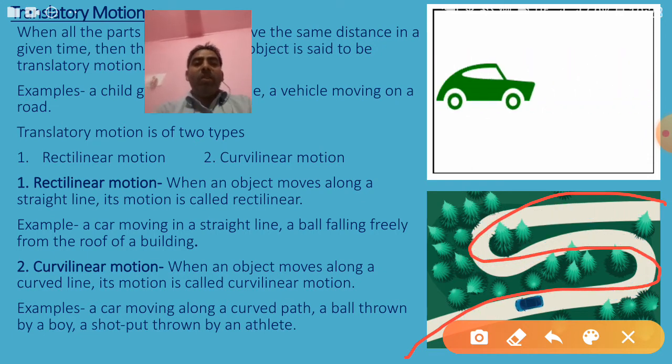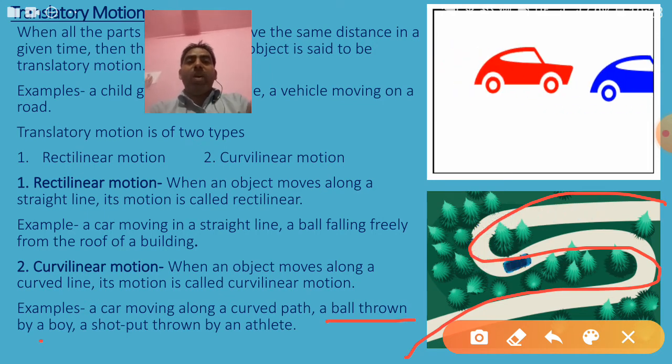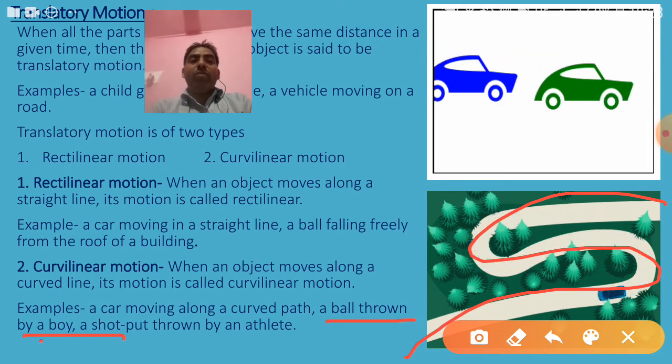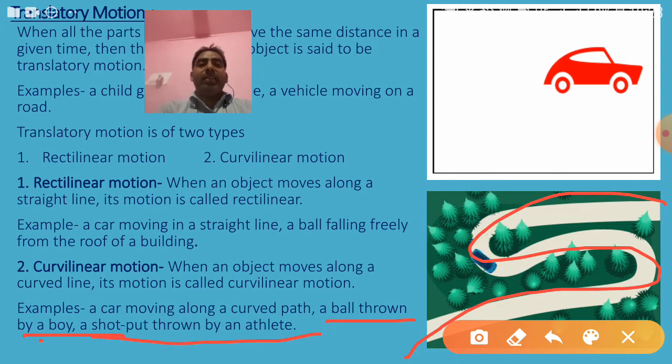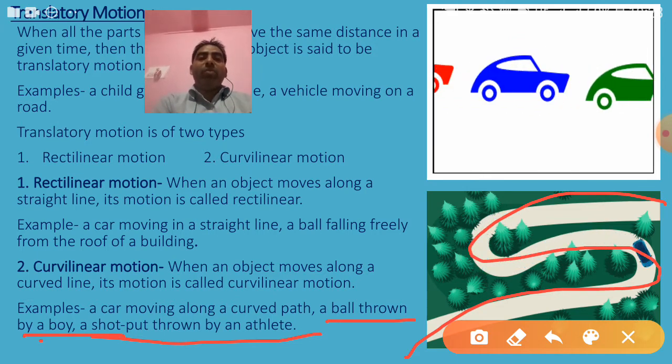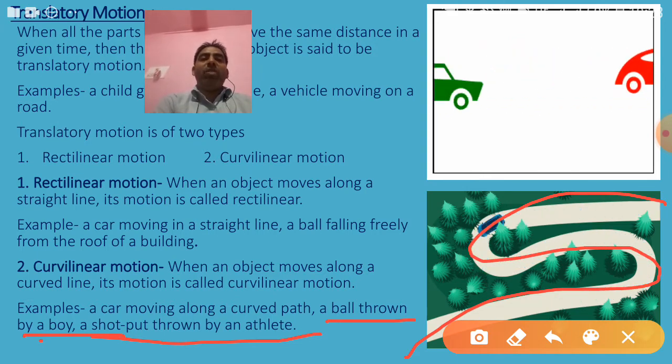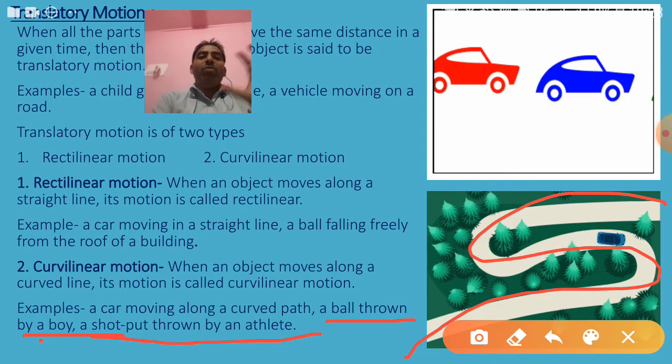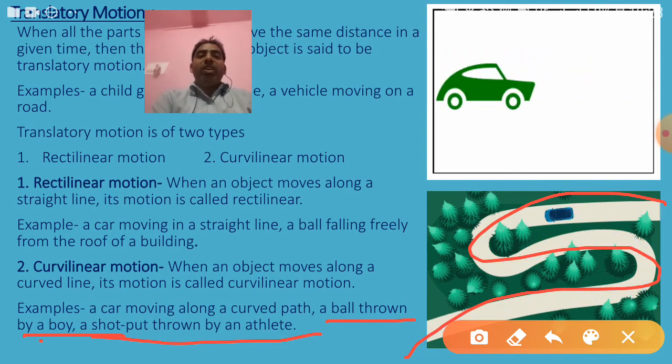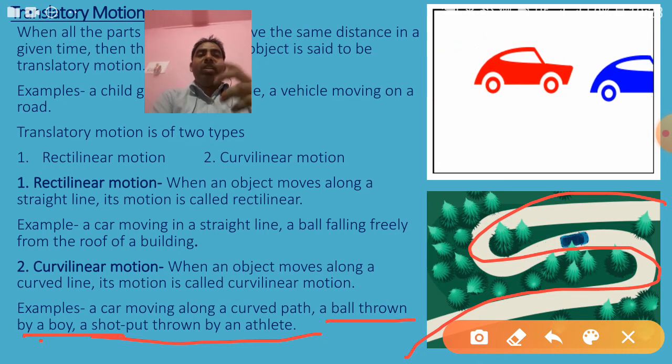When a ball is thrown by a boy, or a shot put is thrown by an athlete, these are all curvilinear. When you throw a ball, you will see it will not go in a straight line, it will change its position and change its direction.